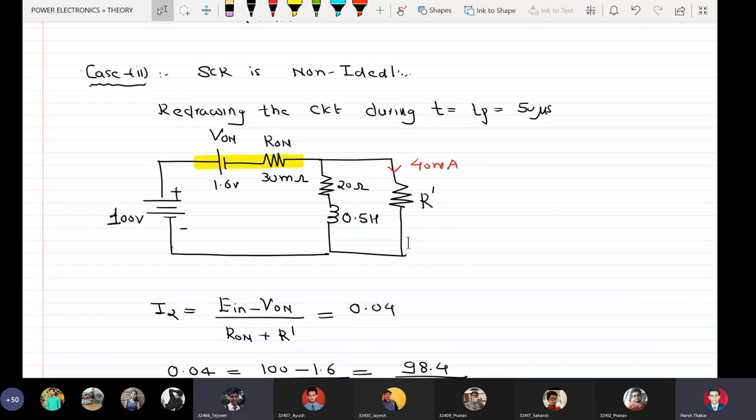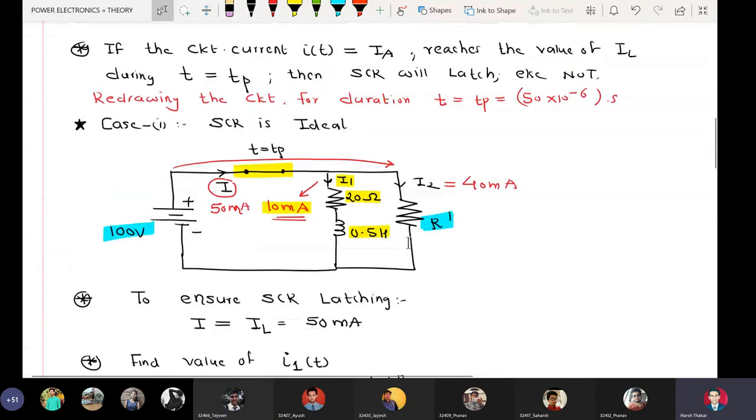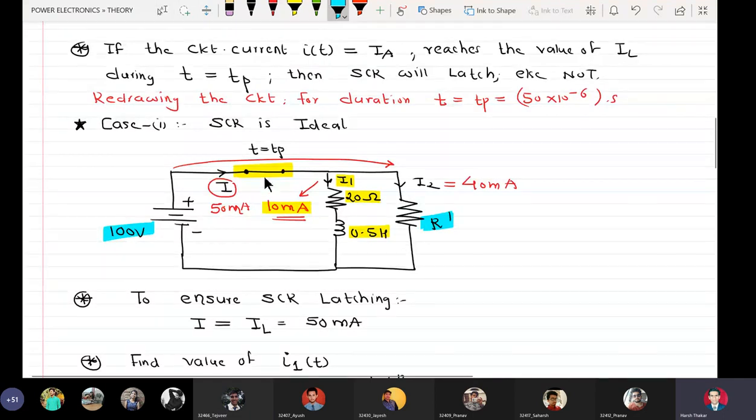Sir, why have we considered 40 milliampere? I told you the condition that the current flowing through the SCR must be equal to the latching current, which is already given as 50 milliamperes here in the numerical. So till 50 milliamperes current does not flow through this SCR, it will not get latched.